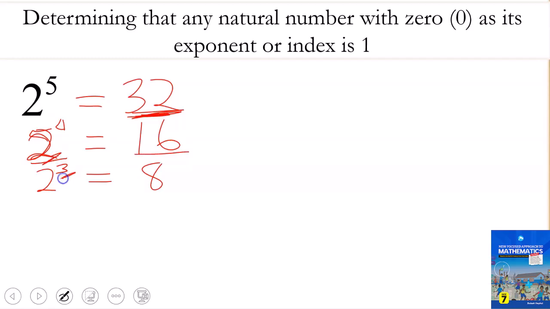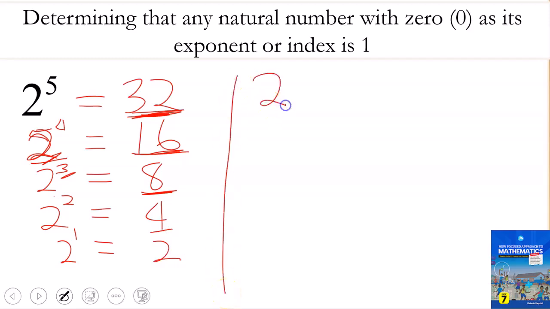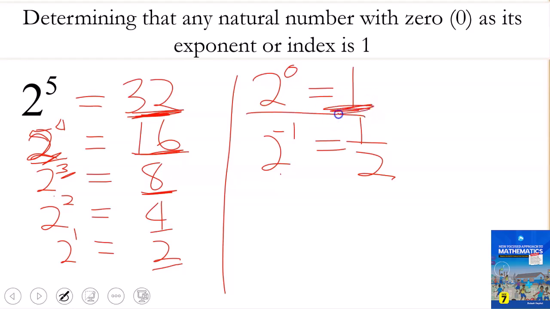Then when I reduce it to 3, I divide 16 by the base 2, I get 8. If I reduce it to 2, I divide again and I get 4. If I reduce it to 2 to the power 1, I divide again by 2 and I get 2. So you can see that 2 exponent 1 is 2. When I reduce it again from 1 to 0, I will divide again by 2, and that will give me 1. If I go again to -1, this will be divided by 2, and I'll get a half, which means 2 exponent -1 is the same as half. Okay, so realize that when we go to 2 exponent 0, the answer gave us 1.